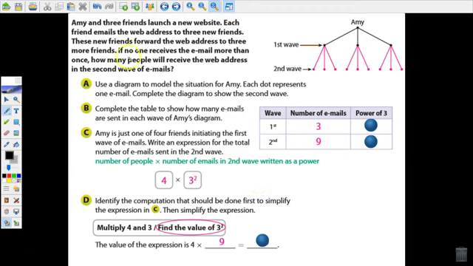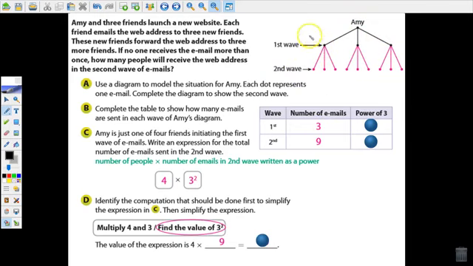And there it is. So just gonna pass by this real quick. Amy and 3 friends launch a new website. Each friend emails the web address to 3 new friends. These new friends forward the web address to 3 more friends. If no one receives the email more than once, how many people will receive the web address in the second wave of emails? So Amy is gonna pass it on to 3 friends. That's the first wave. The first wave is her 3 friends. And then the second wave would be each one of those friends passing it on to 3 friends.